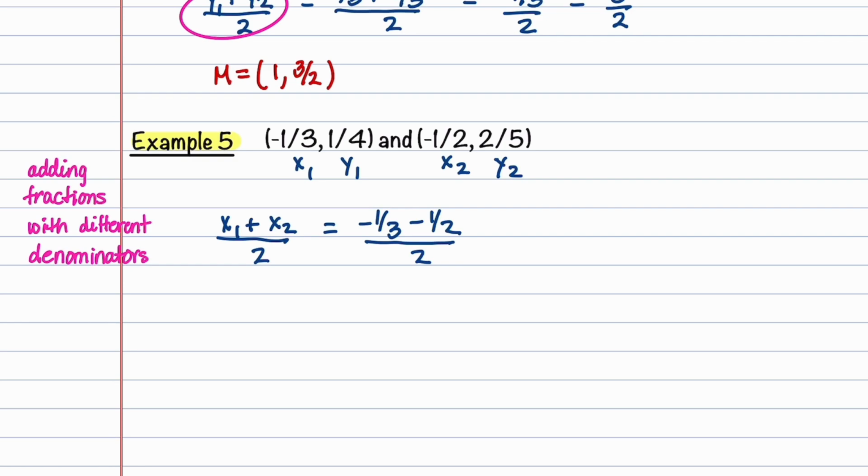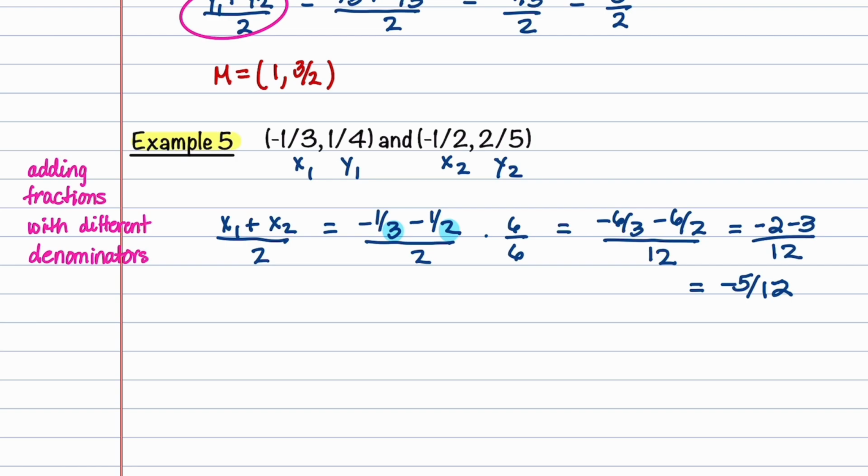To do this type of problem, you can get a common denominator, or you can do something that's a little bit easier. I find that it's easier if you multiply 3 times 2, which is 6, and then multiply the top and bottom both by 6. This gives us minus 6 divided by 3, minus 6 divided by 2, all divided by 12. This is equal to minus 2 minus 3 divided by 12, which gives us minus 5 divided by 12.